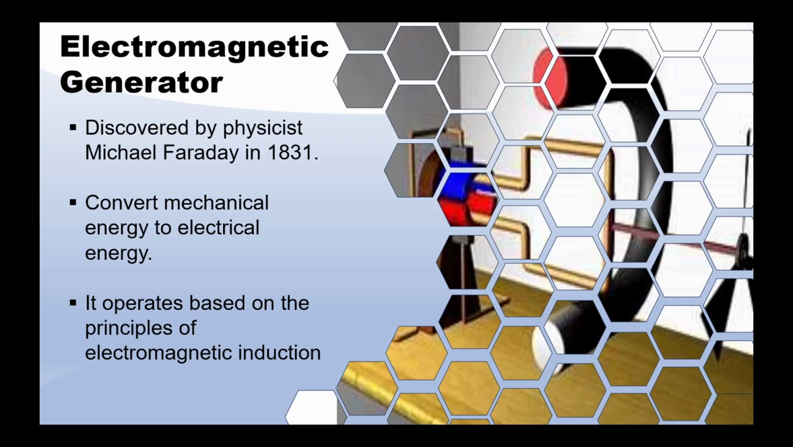The electromagnetic generator was discovered by physicist Michael Faraday in 1831. An electromagnetic generator converts mechanical energy to electrical energy. It operates based on the principle of electromagnetic induction. It means electric generators work on the principle of electromagnetic induction, where a relative motion between a magnetic field and a conductor induces an electromotive force or voltage across the conductor. This voltage can be used as electrical power.